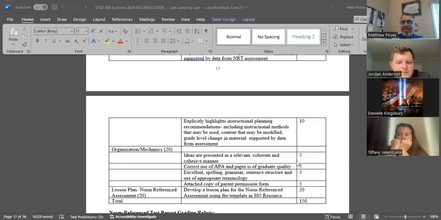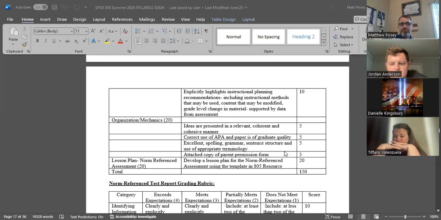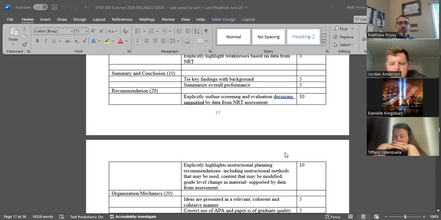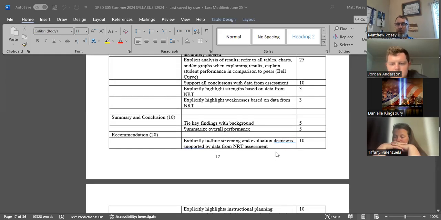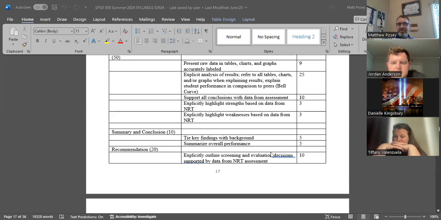Okay. So if it's that same case study student, as Jordan pointed out, the next week when you do the CBMs or the next assignment, if it's that same one, you use that same form, literally write the CBM underneath the norm reference one, scan it back in and submit it. Okay. If it is the same student.